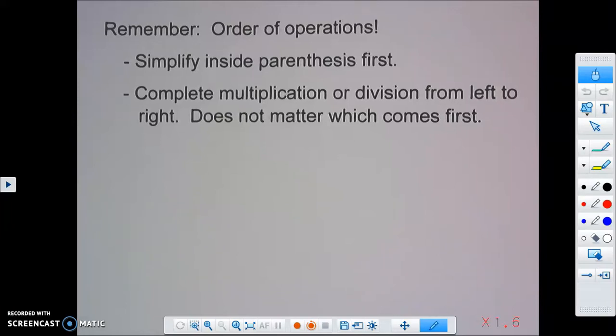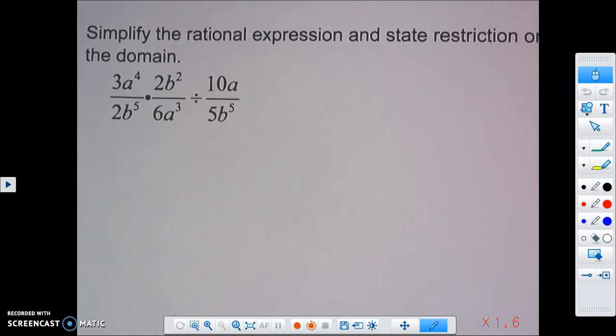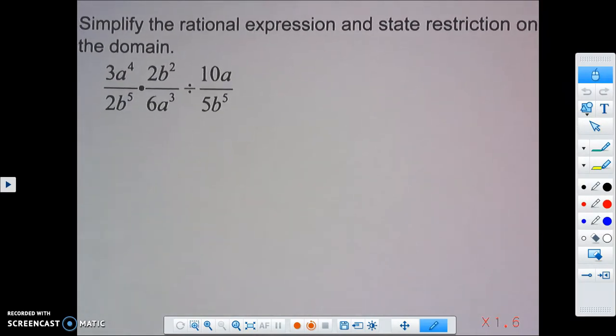Today we're going to be learning about multiplying and dividing rational expressions all together. So we need to make sure that we're simplifying inside the parentheses first because of order of operations, and then we're going to complete multiplication or division from left to right. It doesn't matter which one comes first in the question.